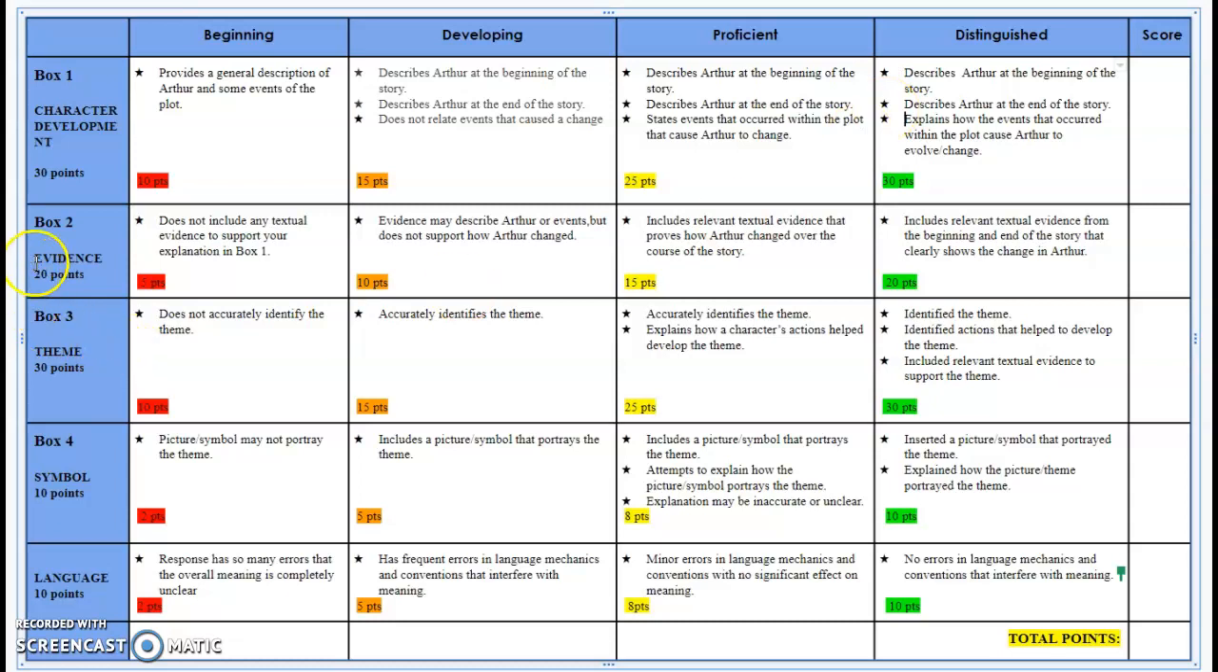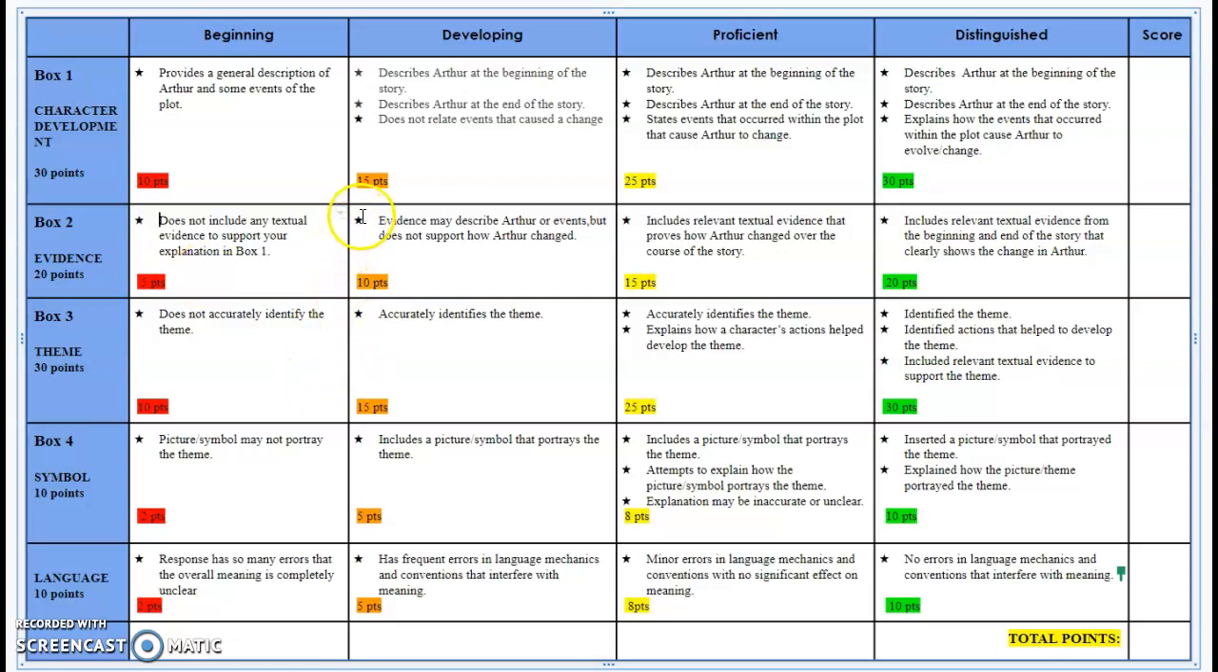For box 2, remember, this is where you are providing evidence for what you indicated in box 1. For 5 points, you are not including any textual evidence. You might just write some information, but it's not any textual evidence. Remember, textual evidence will be specific pieces of information. They could be quotations, experiences, different things that occurred within the passage.